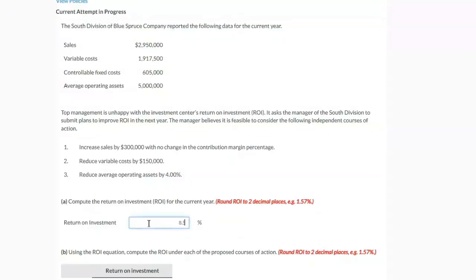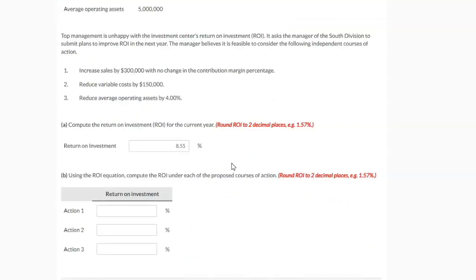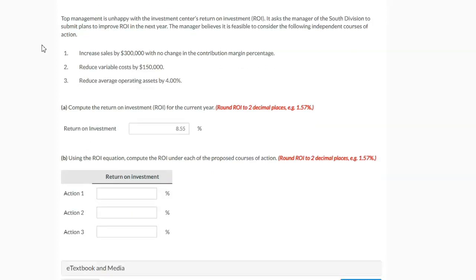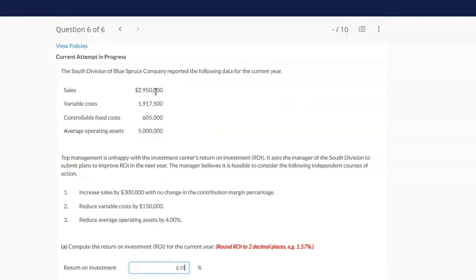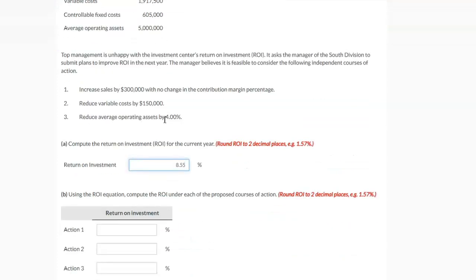8.55. Someone asked me how I'm getting that. I think it's wrong, but let's see. It's a basic subtraction: sales minus variable cost minus controllable fixed cost. Contribution margin minus controllable fixed cost, okay, good. Go ahead, you get the same thing.